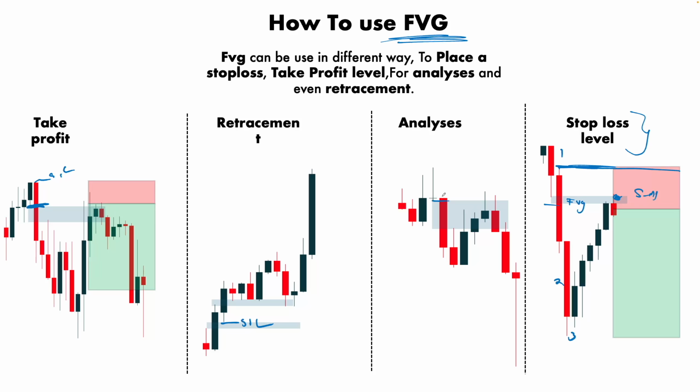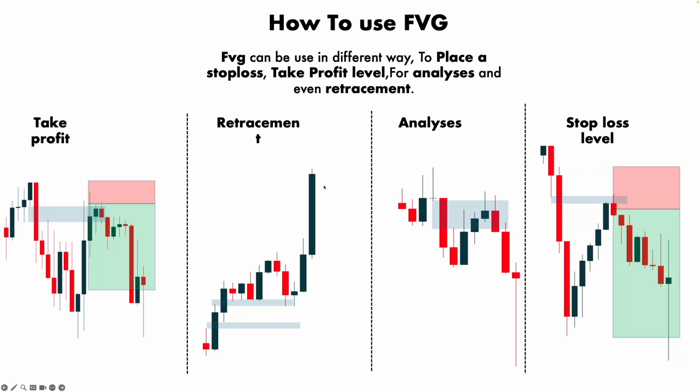Stop loss here, even on this one, stop loss here of this fair value gap. Even on this side, they can try to put their stop loss around this area here. So if they make the entry here, they can put a stop loss around this area, and then they will wait for price to move to the downside. So that's how you can easily understand fair value gaps and how to use them properly.